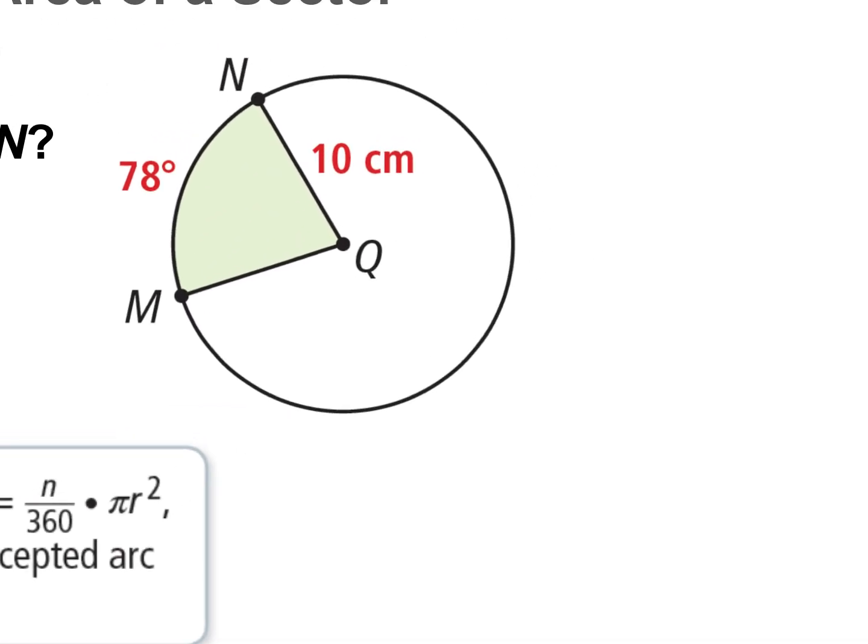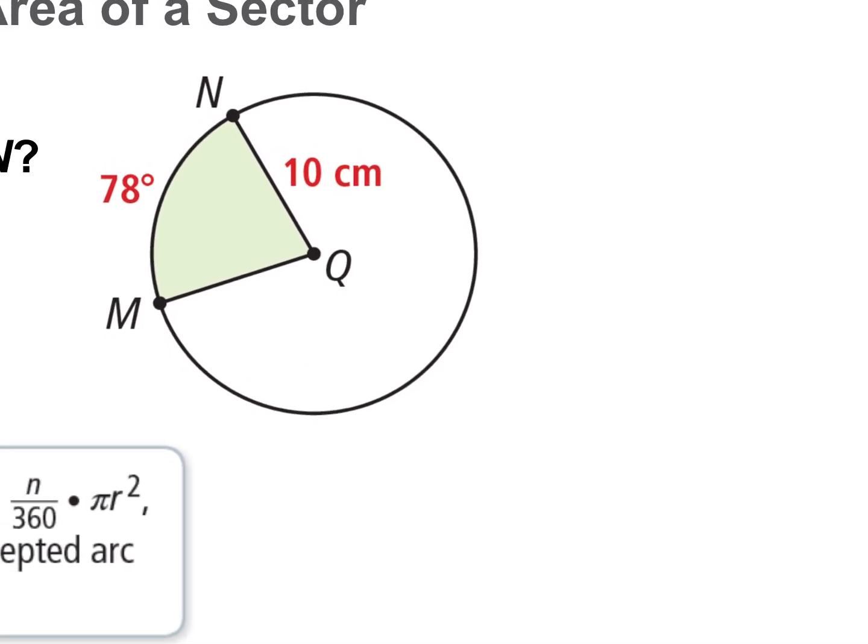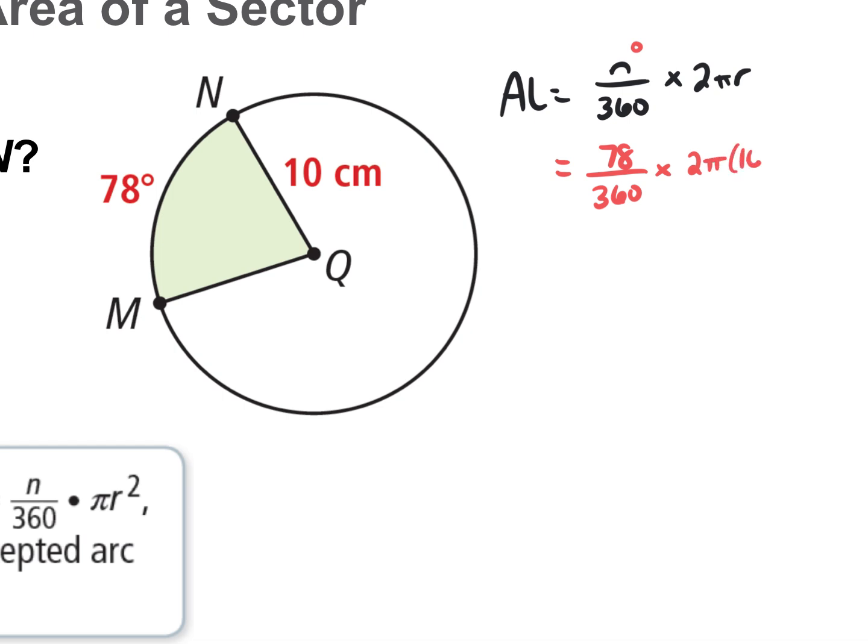Let's look at this one first, and then I'll have you try those. So arc length equals N divided by 360 times 2 pi r. Plugging in values, what is our N in degrees? 78 over 360 times 2 pi r, and r is 10. Yep. So this is what you type in your calculator. You will get decimals on these. Let's stick with rounding to the nearest tenth.